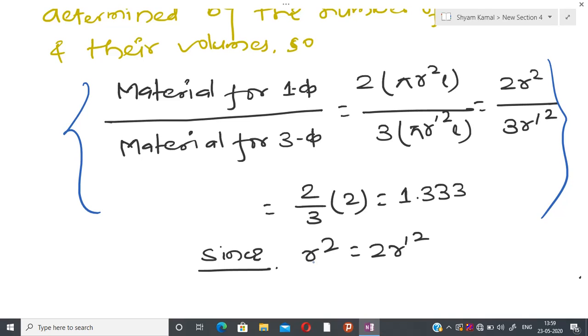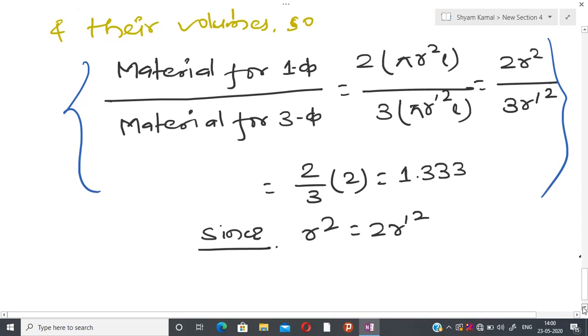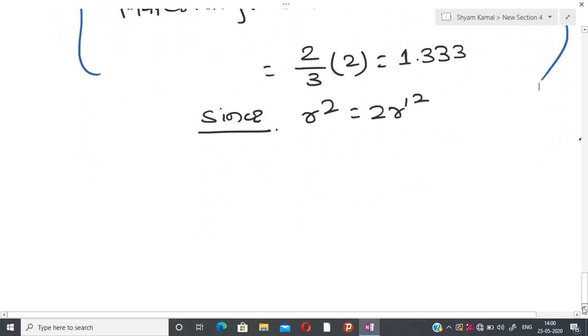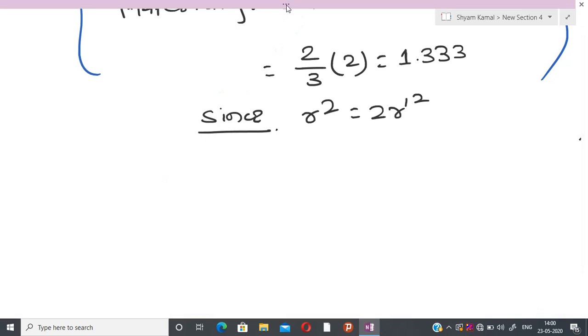So in other words, this particular analysis shows that less material is needed to deliver the same power with a three-phase system than is required for the single-phase system. So let us just write this remark, because this is very important, and due to that reason people prefer the three-phase power generation as well as transmission.